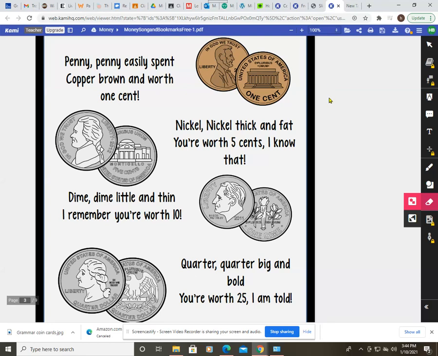Hi friends, Mrs. Burkett here to help my second graders start working on money. You see some pictures here and a little money melody poem we're going to try to learn today.